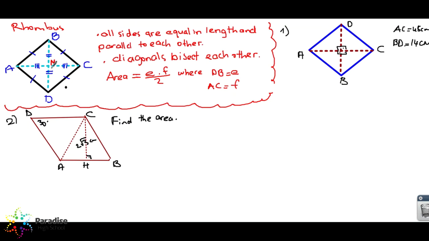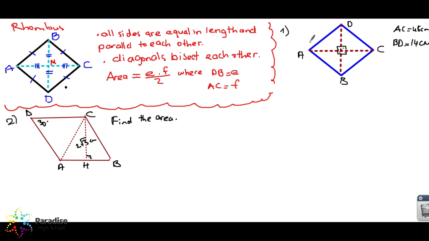How do we find the area? Area is the product of the diagonals divided by 2. As you can see in the formula, area is E times F over 2. What are E and F? The diagonals, the lengths of the diagonals. Very simple. Let's look at the examples here.